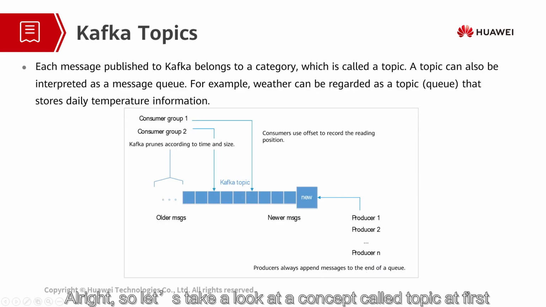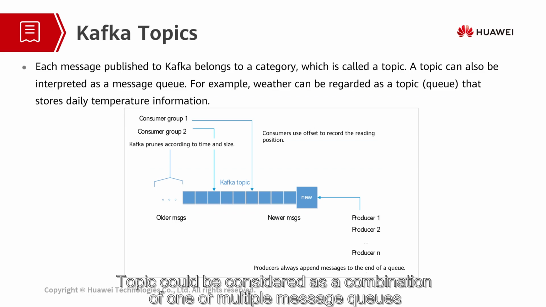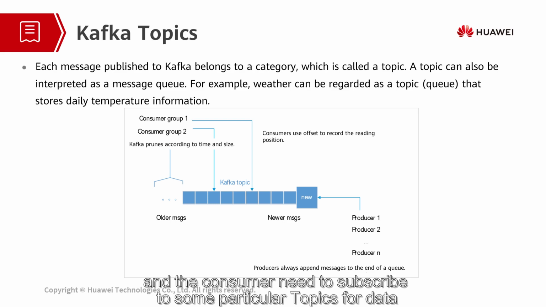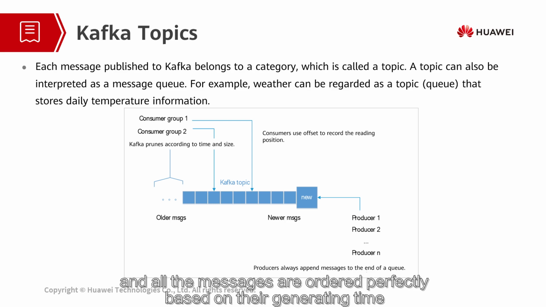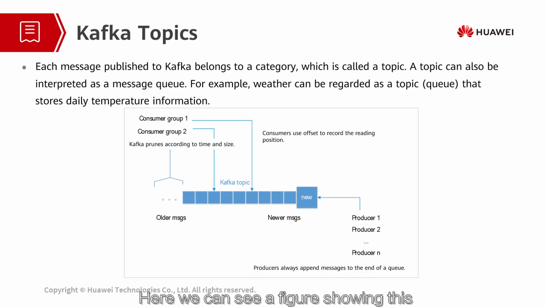Alright, so let's take a look at a concept called topic at first. A topic could be considered as a combination of one or multiple message queues, and the consumer needs to subscribe to some particular topics for data. On top of that, in each queue, there may be massive messages, and all the messages are ordered perfectly based on their generating time. Here, we can see a figure showing this.